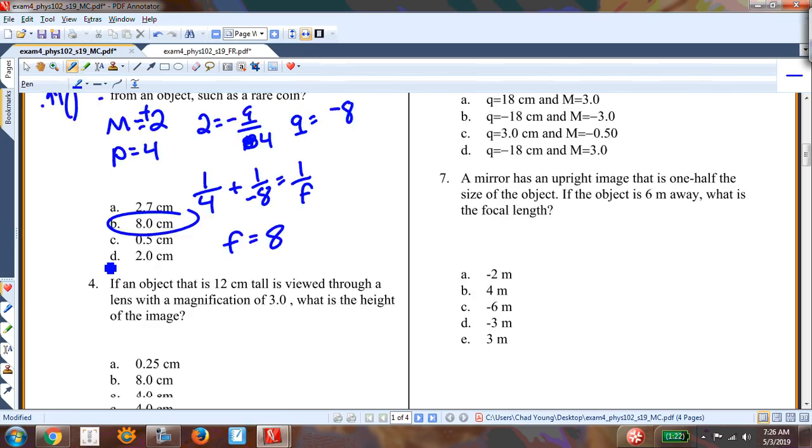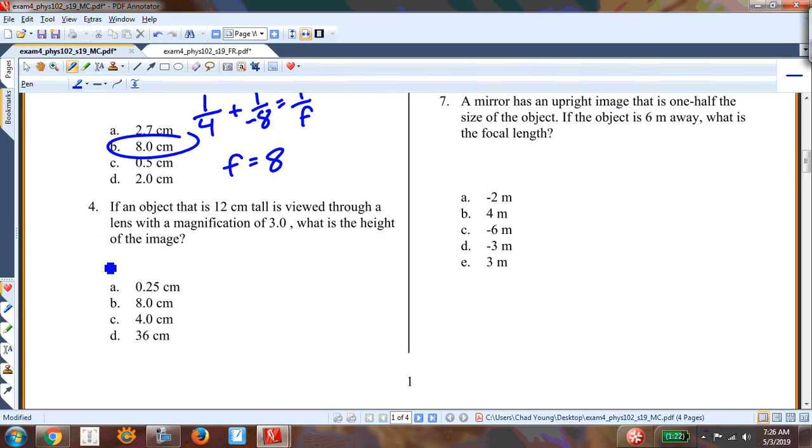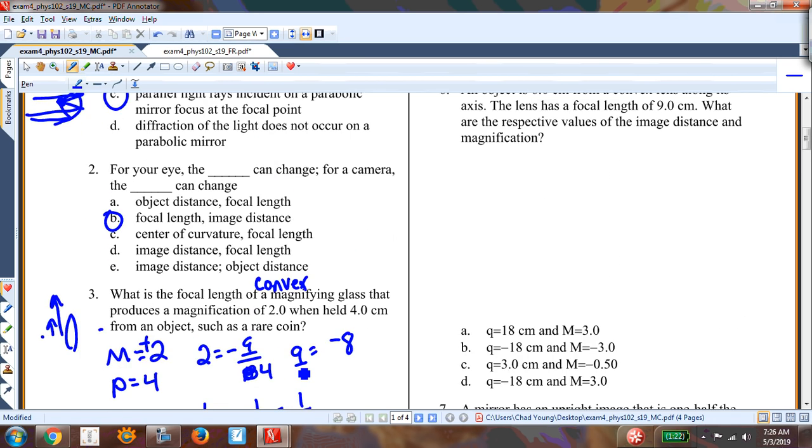If an object is 12 centimeters viewed through a lens with a magnification of 3, what is the height of the image? This is the height of the object. It's multiplied times 3, so it's 36. M is HI over HO. So I have 3 is equal to HI over 12, so HI is equal to 36.